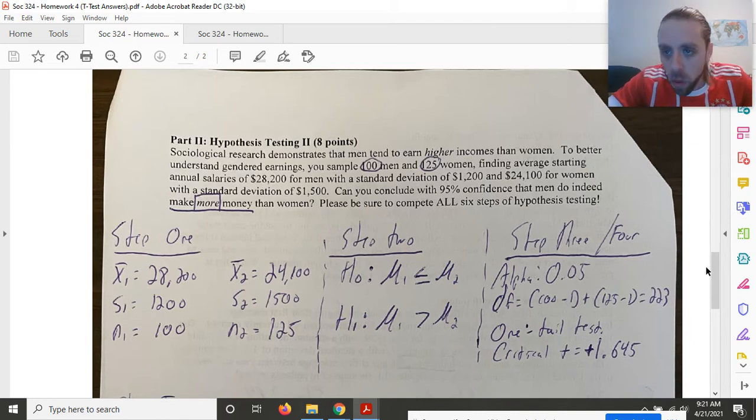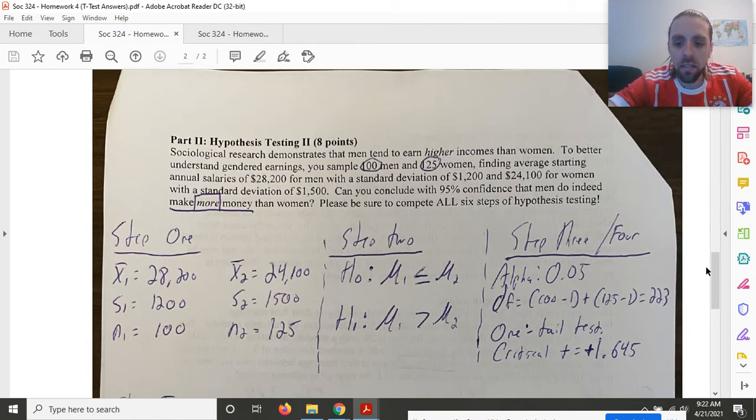So steps 3 and 4, we'll get through this quickly. Alpha level, 0.05. I picked that because I was asked with 95% confidence. DF, n1 minus 1 plus n2 minus 1. That equals 223 degrees of freedom. And I'm putting all of this in one tail, a one-tailed test.